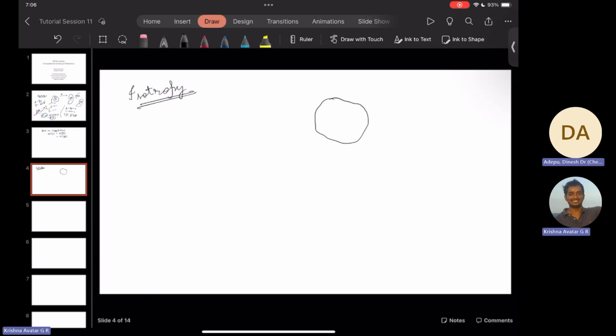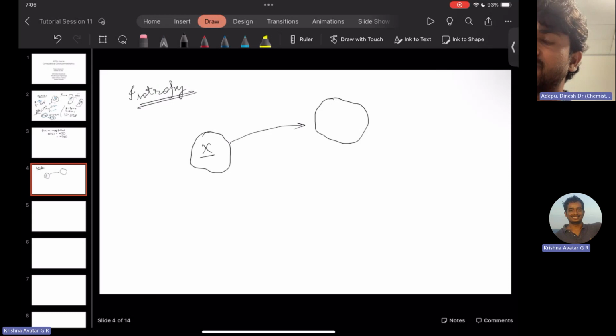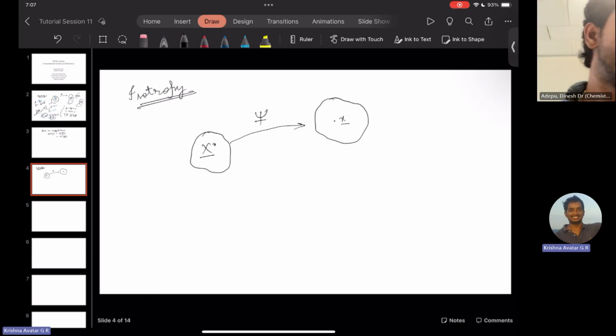You have such a final configuration here, and this is some initial configuration from where it starts. So this is like capital X, and this is small x here, and then there is this material point, and there is some mapping defined, which is the psi vector.